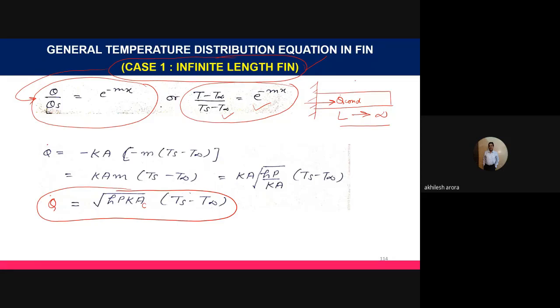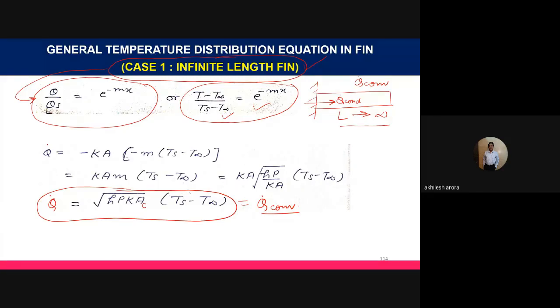Then we tried to calculate the value of Q convection, and we found that the value of the heat convection is also the same, and this is because of the energy balance, because whatever is the heat which is entering into the fin, the same will also be leaving from the surface of the fin by the mode of heat transfer, which is convection.